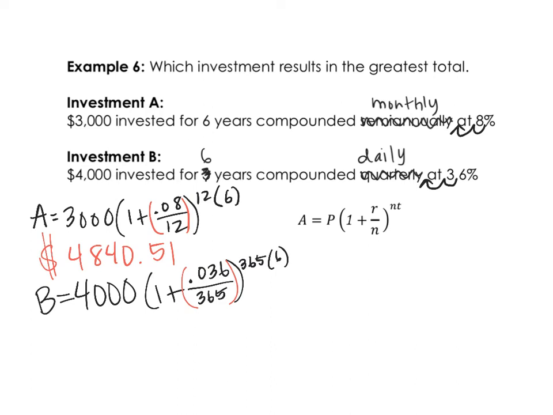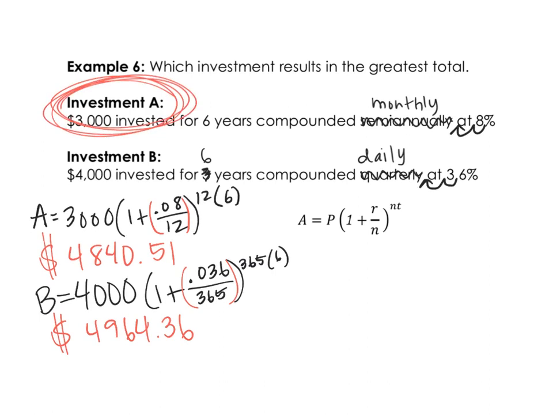So when we type this all in, it looks like we have 4,964.3 and it goes 566. So I'm going to round it to a 36 cents. So comparing these two, it looks like B has the higher amount, but A started $1,000 lower than investment B did. So it looks like investment A gained about $1,840 when investment B only gained $964. So again, it looks like investment A is our winner and has made the most money over time.